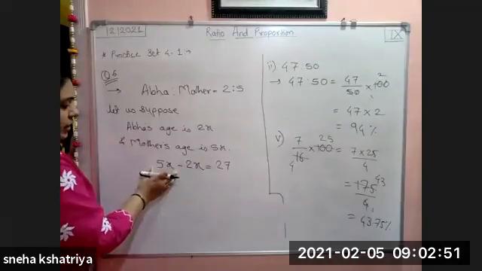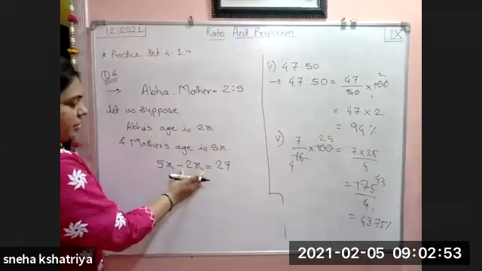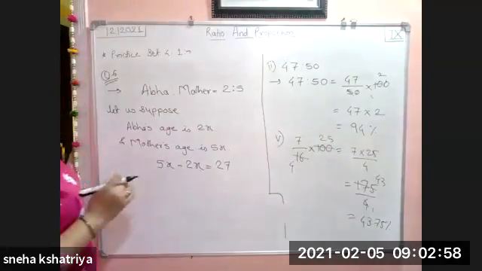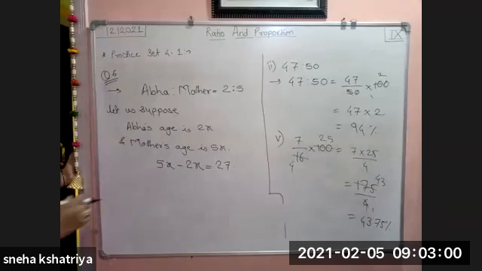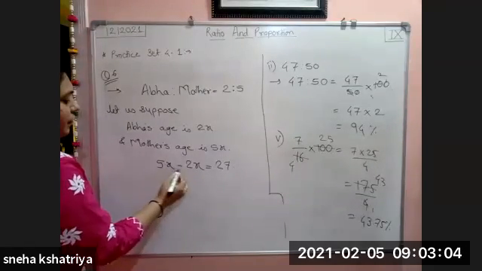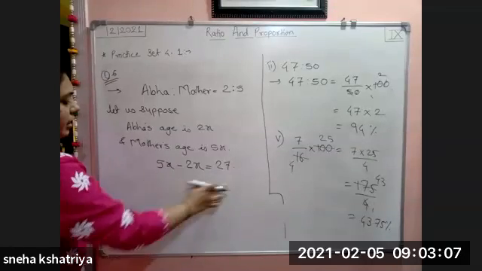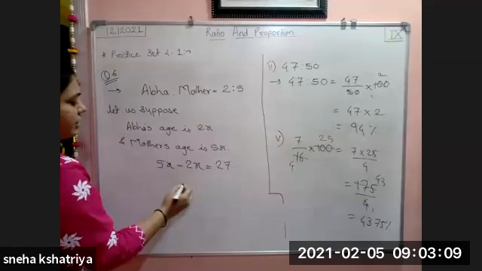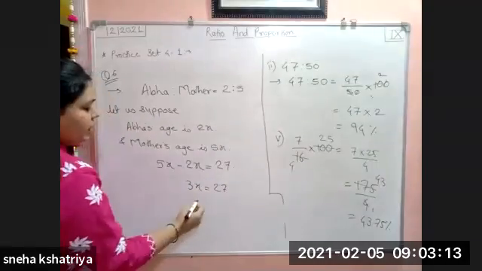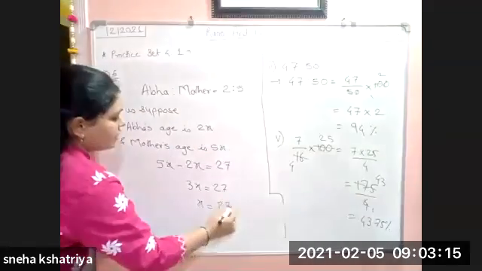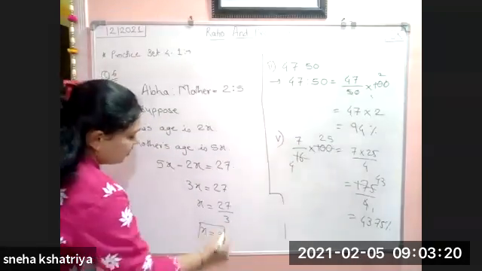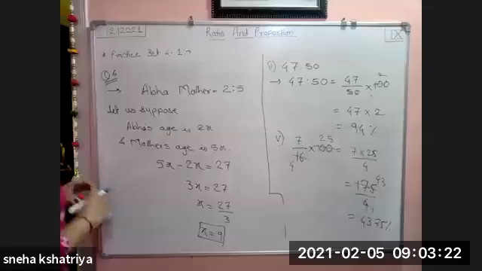Obviously, if you subtract Abha's age from mother's age, the result is 27. So let us subtract: 5x minus 2x becomes 3x, which is equal to 27. So x is equal to 27 divided by 3, so x is equal to 9. So you get the value of x as 9.